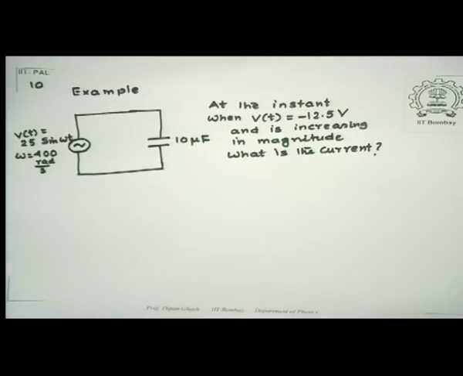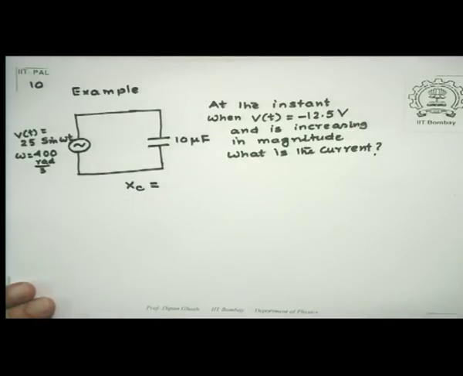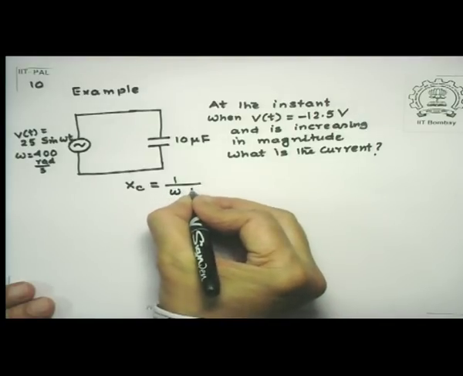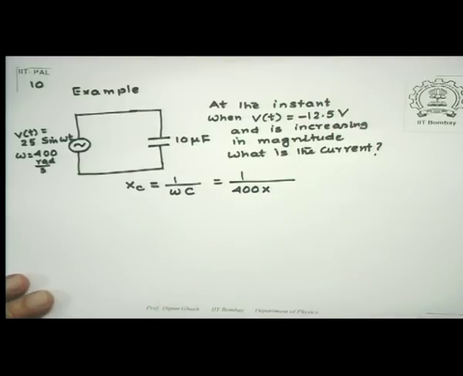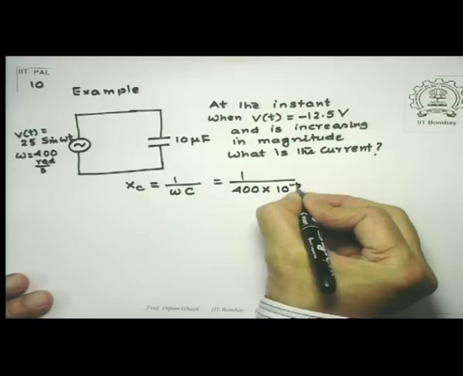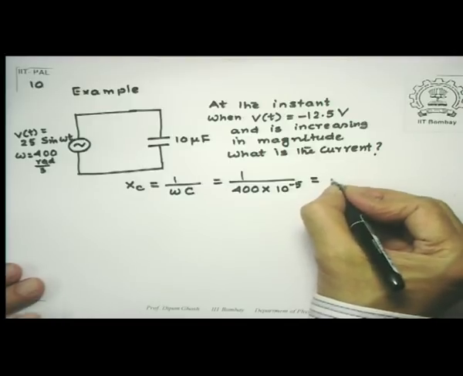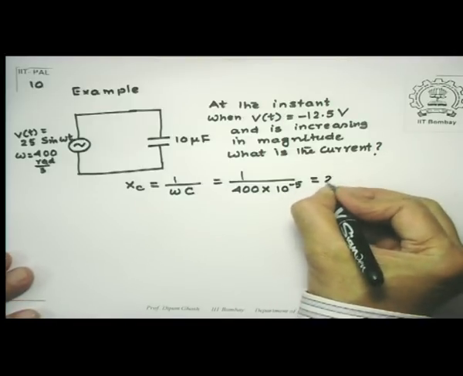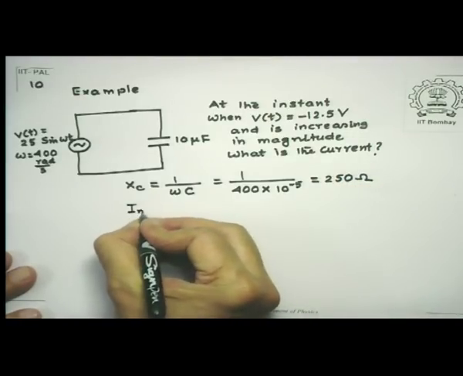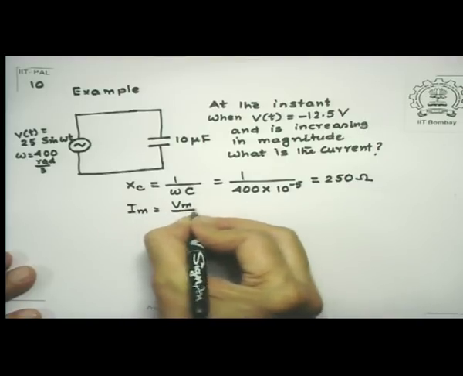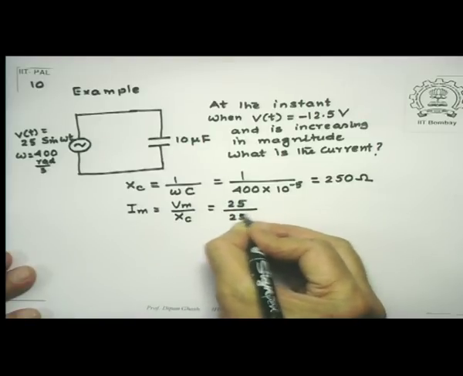Well, first some numbers. My capacitive reactance, which is given by 1 over omega C, is given by 1 over omega, which is 400, C is 10 microfarad, meaning 10 to the power minus 5 farads. So this works out to 0.25 into 10 to the power 3. So this is 250 ohms. The maximum current in that case would be Vm by Xc, which is 25 divided by 250, and that's equal to 0.1 ampere.